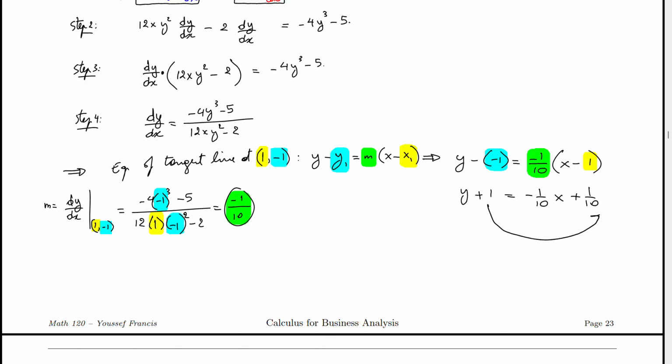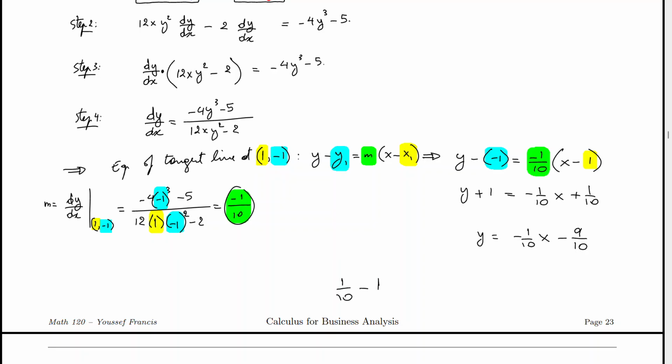We are going to move the 1 across by subtracting 1 from both sides, and when we do that we get negative 1/10 x minus 9/10. That's because 1/10 minus 1, that's the same thing as 10 over 10, is going to give me the same denominator, 10. 1 minus 10 is going to be negative 9. That's how I'm getting this fraction. Or you can use your calculator to find it, no big deal.